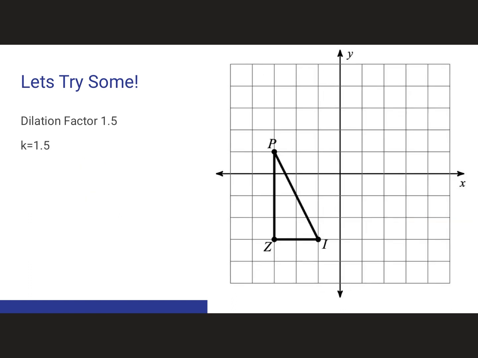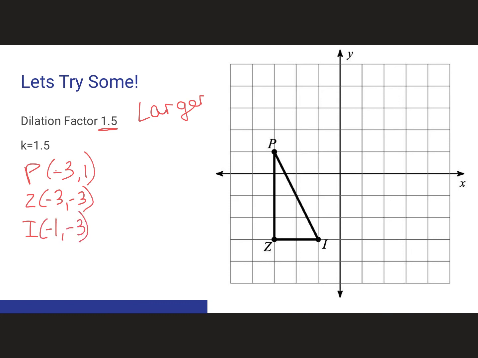Okay, let's try this one with a scale factor. This time I have a scale factor that's 1.5. So even though this is a decimal, it is greater than 1. So this is going to get larger. Again, I'm just going to take my points. I have P, Z, and I. Point P is at -3, 1. Z is at -3, -3. And I is at -1, -3.